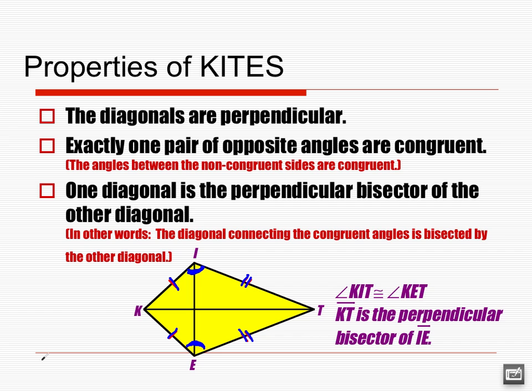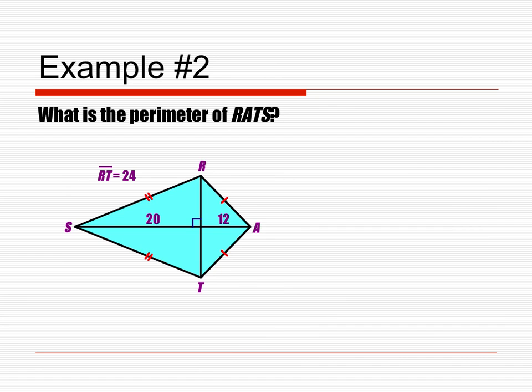One diagonal is the perpendicular bisector of the other. So we know that they're perpendicular, but one diagonal bisects the other. In this case, this is the diagonal that's bisected. Okay, so make sure you get all of those down, both on your formula sheet or your property sheet and then in your notes. We have two examples to do. Here's our first example. It says, what is the perimeter of kite RATS?